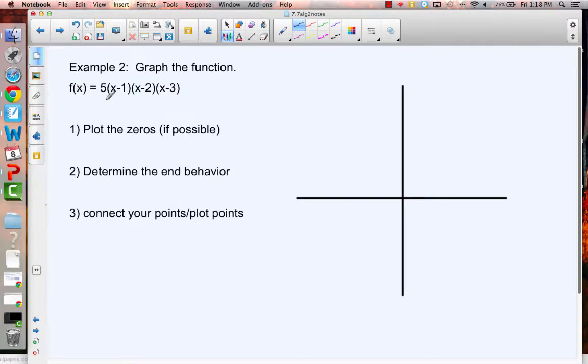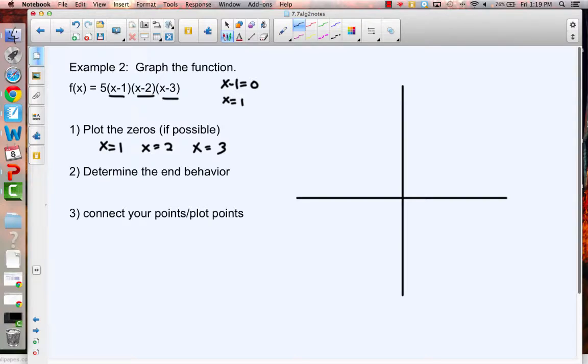So in this case, it's factored, so we want to look at our zeros, which are all these that are in parentheses with the x. So I would have that x minus 1 equals 0, and I would get x equals 1. So x equals 1 is a zero. I do the same thing for this, and I get x equals 2 as a zero. And then the third one, I get x equals 3 as a zero.